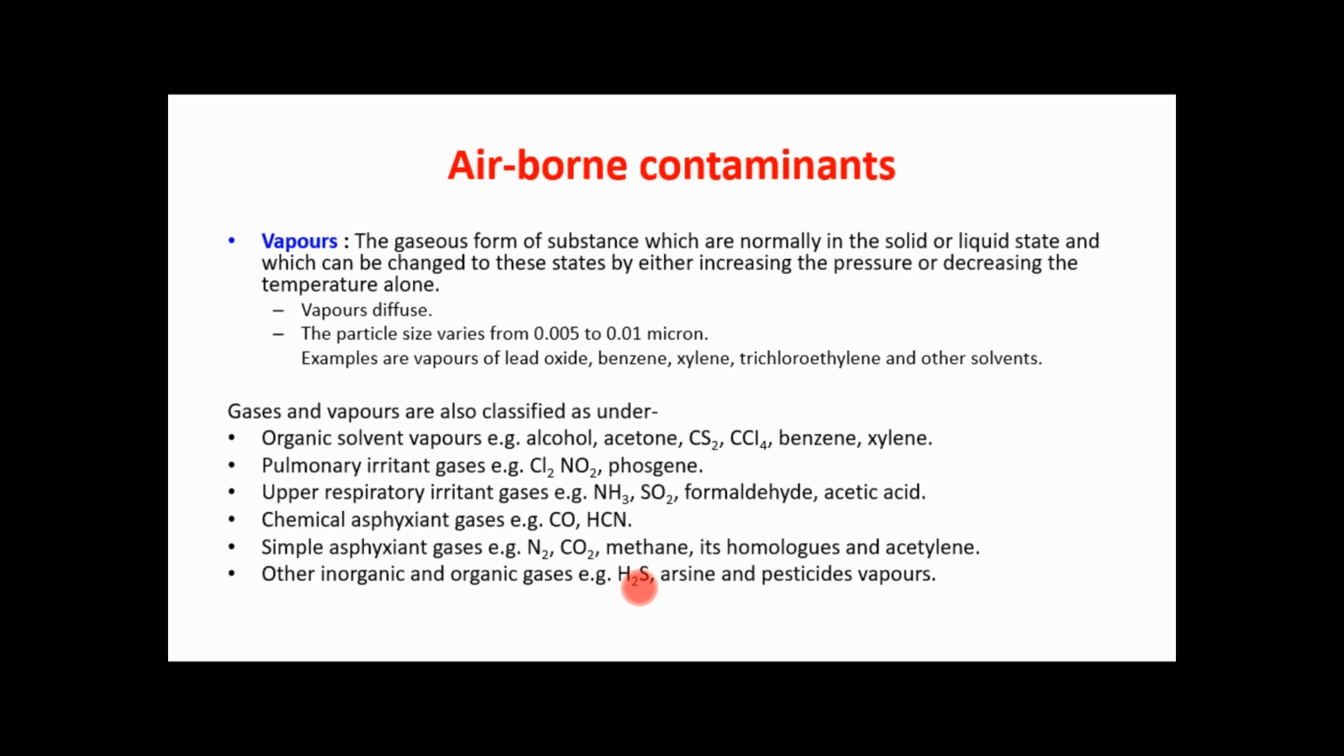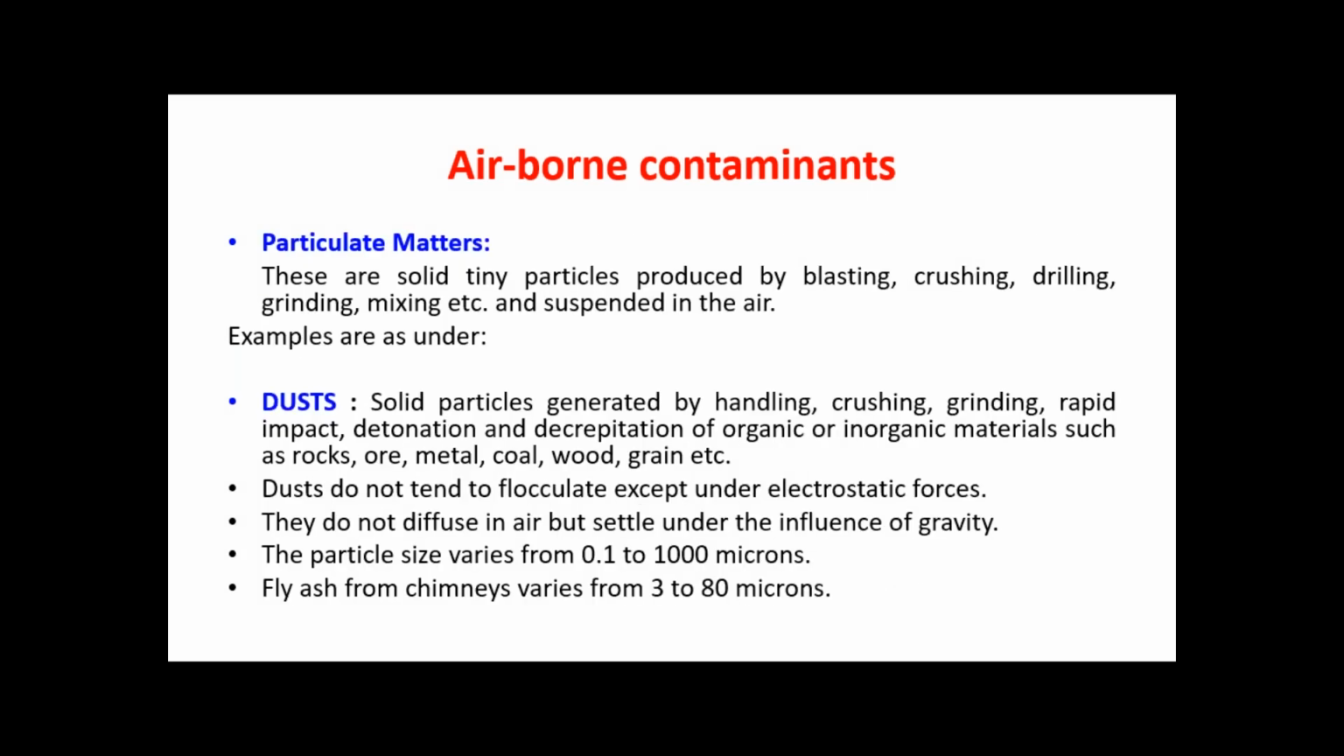Because if you want to control all these gases and vapors, or if you observe any symptoms or signs in your body regarding pulmonary diseases, which are nothing but lung diseases, then we can go for controlling chlorine, NO2, phosgene, etc. If there are issues like suffocation, then we must observe carbon monoxide or HCN, etc. So depending on the observations, the monitoring, and the analysis, we have to control these gases and vapors in the industries. Then the other airborne contaminant is particulate matter.